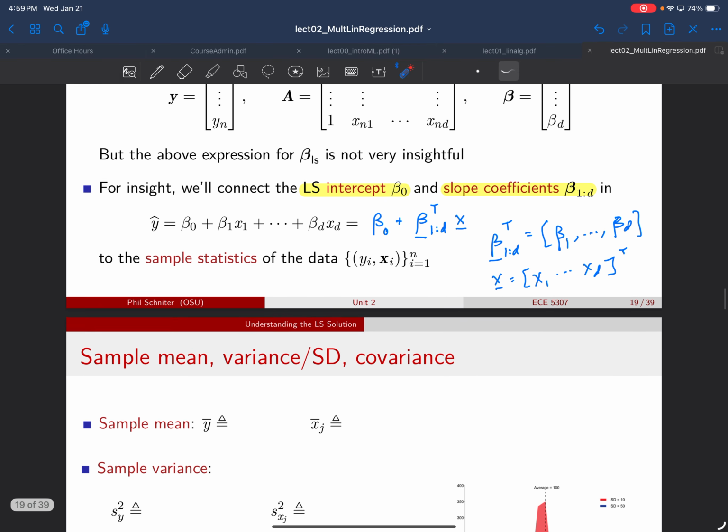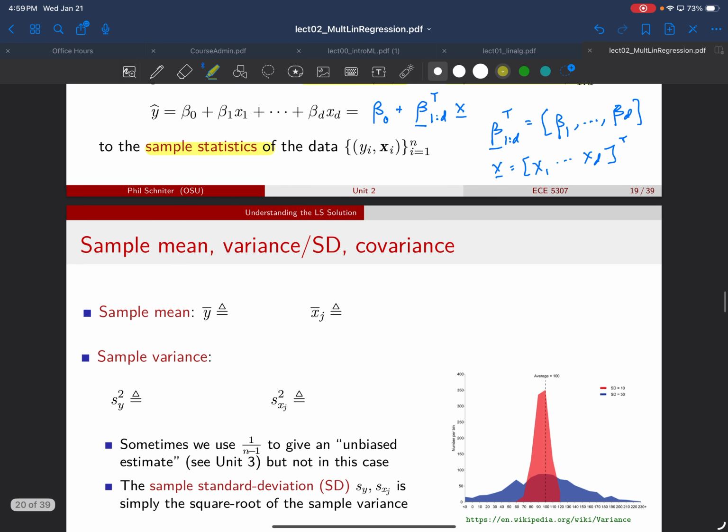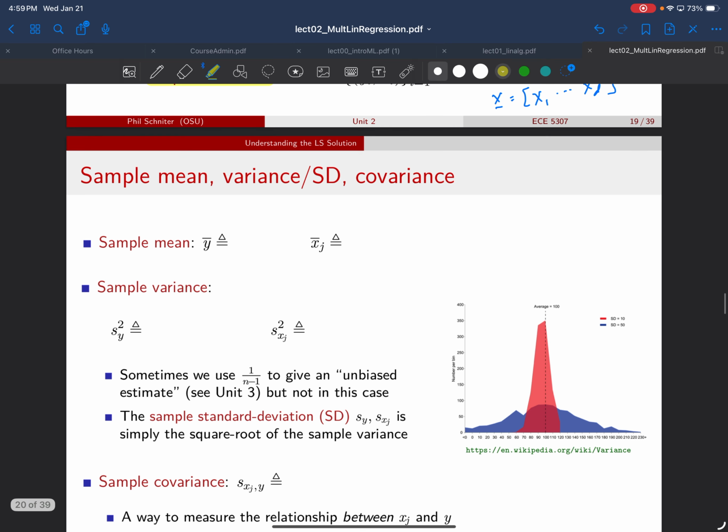Okay, all right, so we're going to connect this to sample statistics of the data. Sample statistics are things that you can compute from data directly. They're different from statistical things like mean and variance and so on that are described based on random variables. We're going to get into that in the next unit, but for now we're just going to talk about simple statistics that you can compute from lists of numbers.